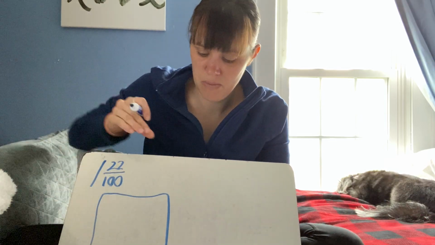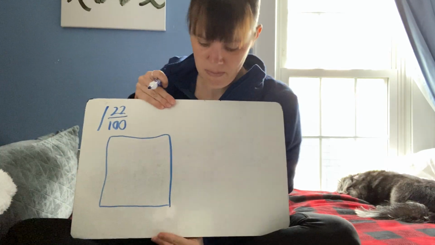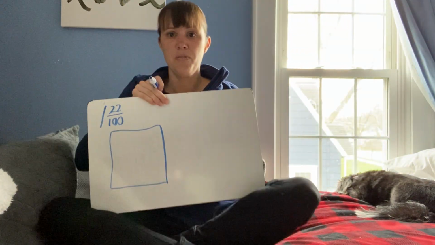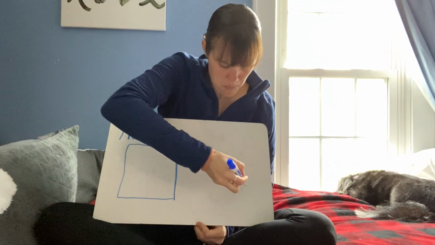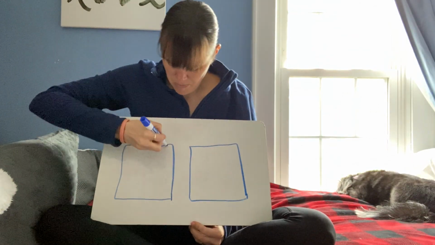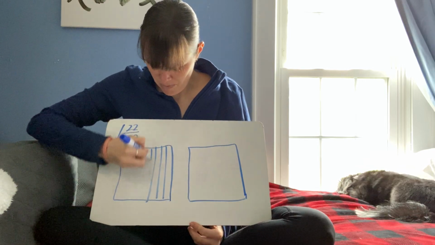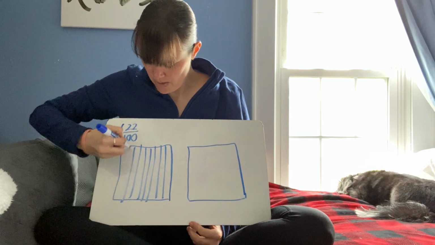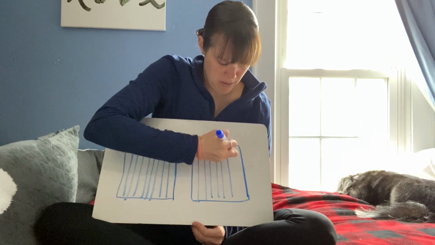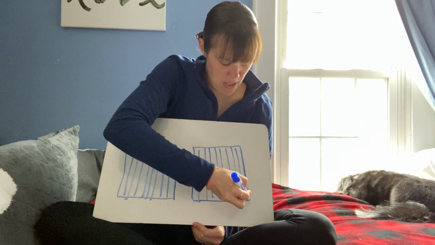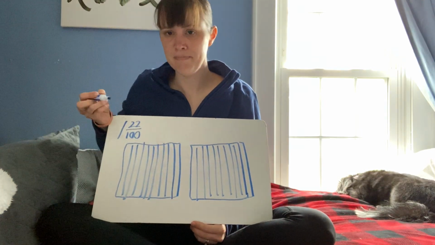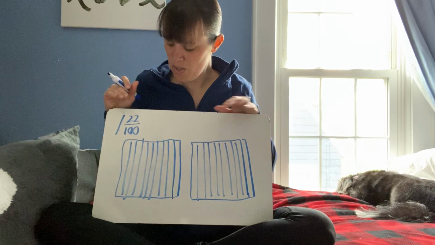Well, you cannot see. Maybe I should just go further back. That's better. Okay, 1, 2, 3, 4, 5, 6, 7, 8. And I need 9. Why did I just stop at 8? I don't know. All right, so 1 and 22 hundredths.